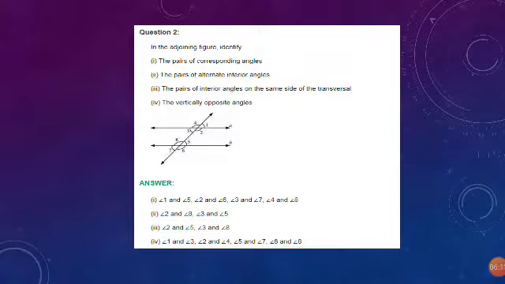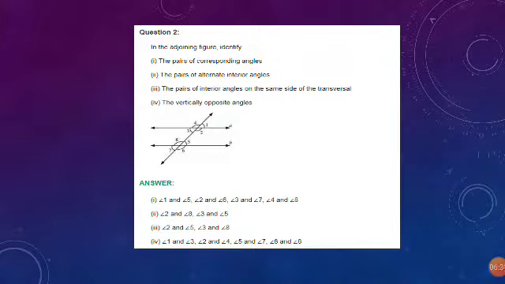Third one, the pair of alternate interior angles: angle 2 and angle 5. Another pair is angle 3 and angle 8.